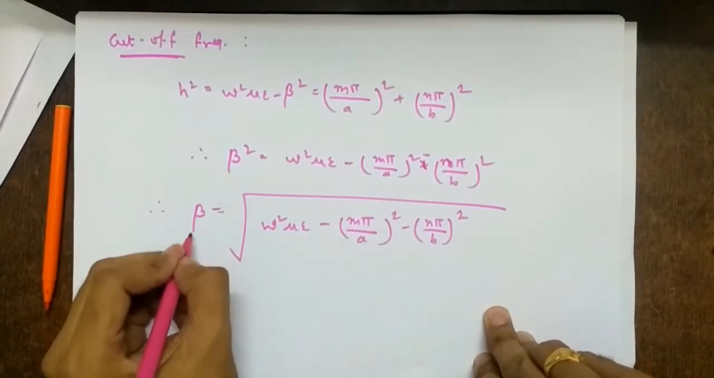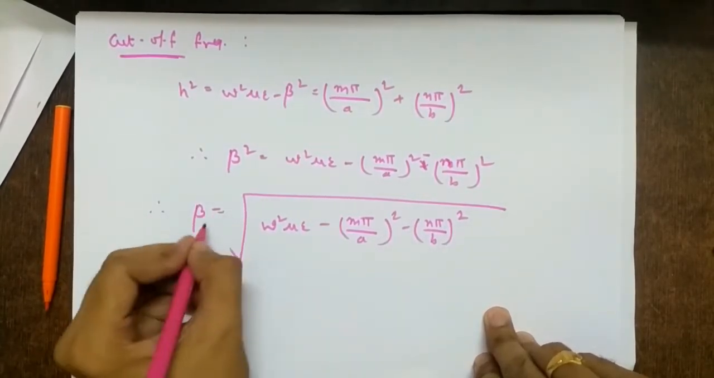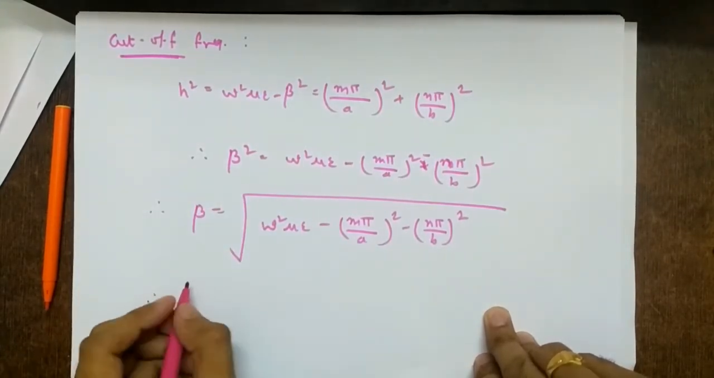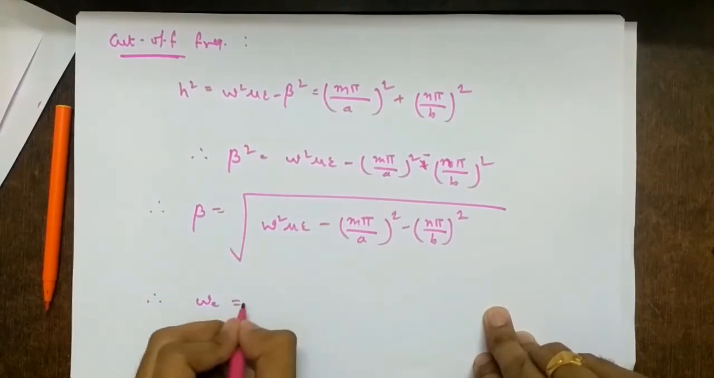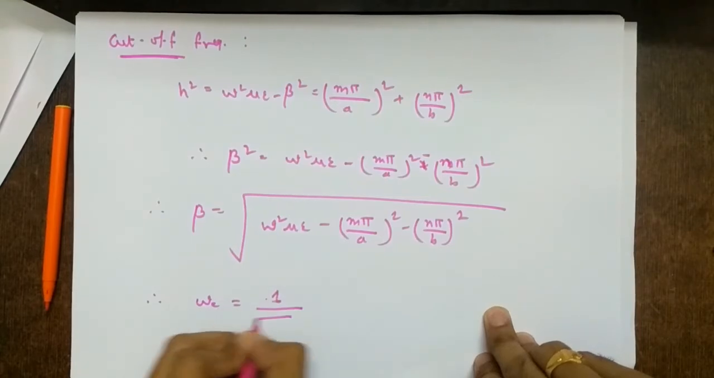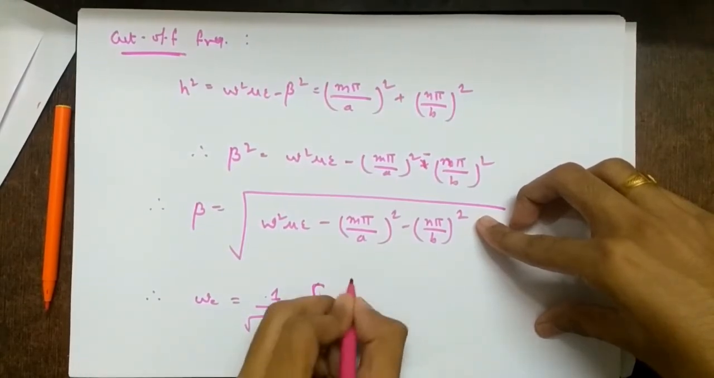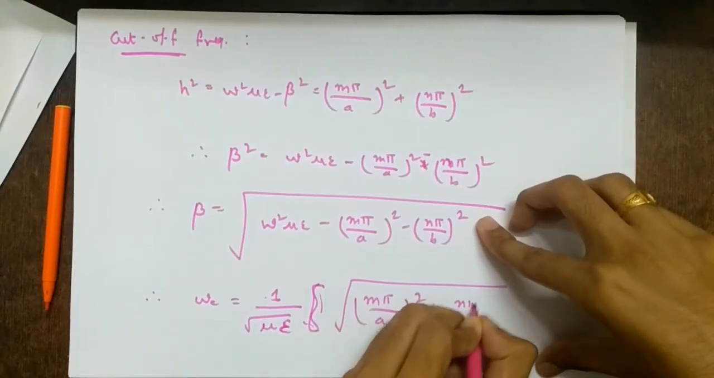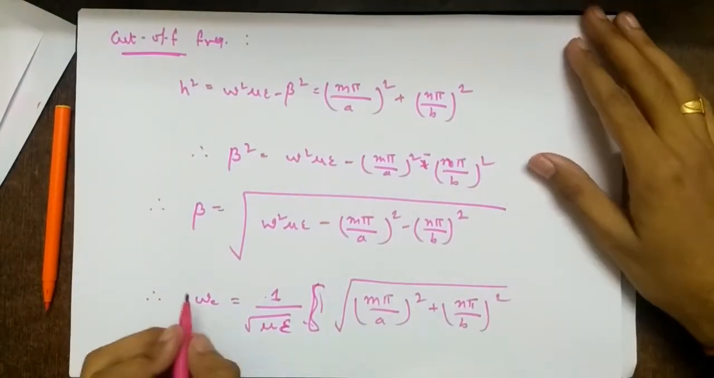So if you solve this, 2π by λ, where λ is v by f, or in simple words, beta should be real. So this value should be greater. Then you solve this. Omega is 2πf, so you will get ωc equal to 1 upon square root of με, times the square root of (mπ/a) the whole square plus (nπ/b) the whole square. Okay, so this is the cutoff frequency.